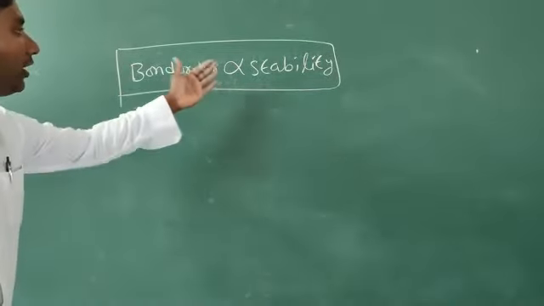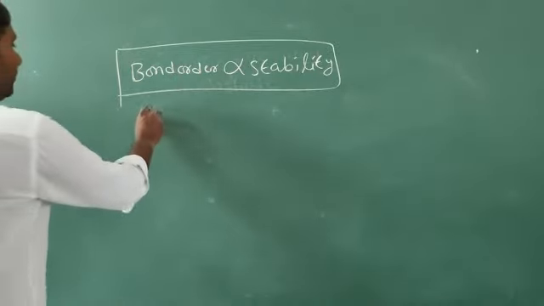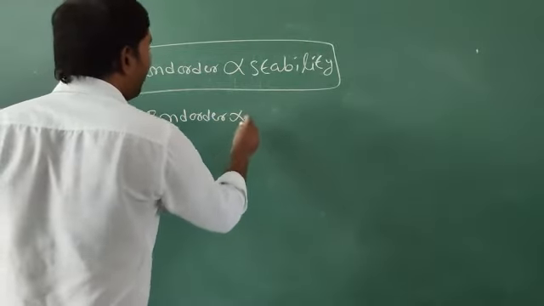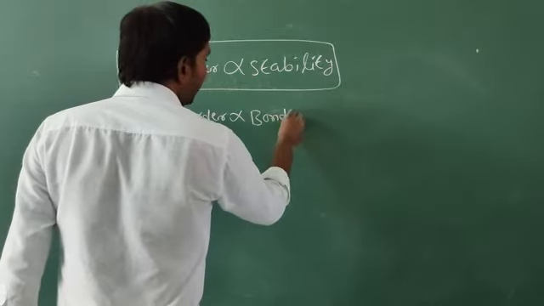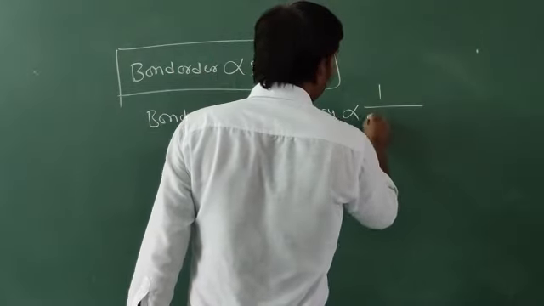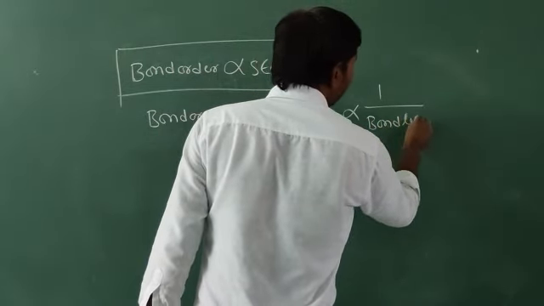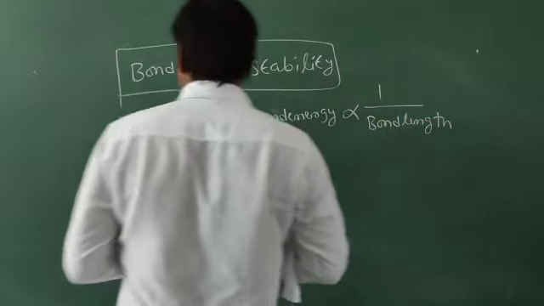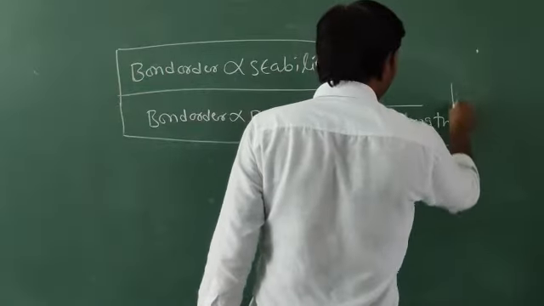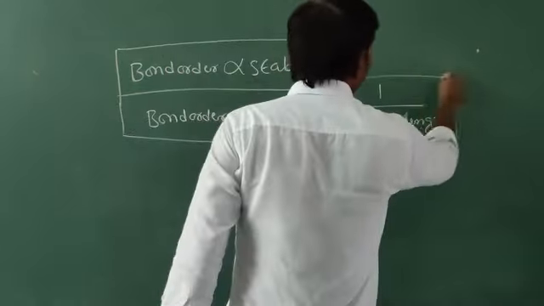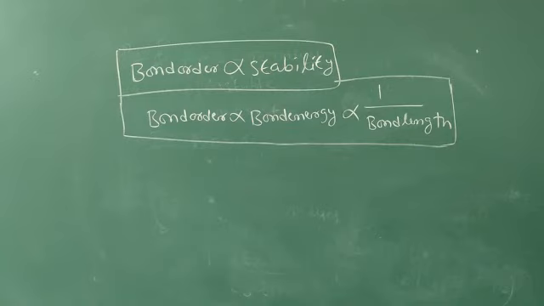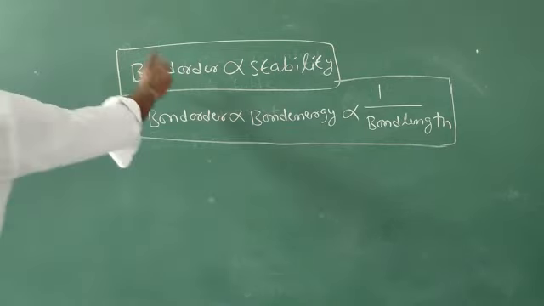more bond order means more stability. Less bond order means less stability. Next one, bond order is directly proportional to bond energy. Bond energy is inversely proportional to bond length. So bond order is directly proportional to bond energy and inversely proportional to bond length. So these concepts you should remember.